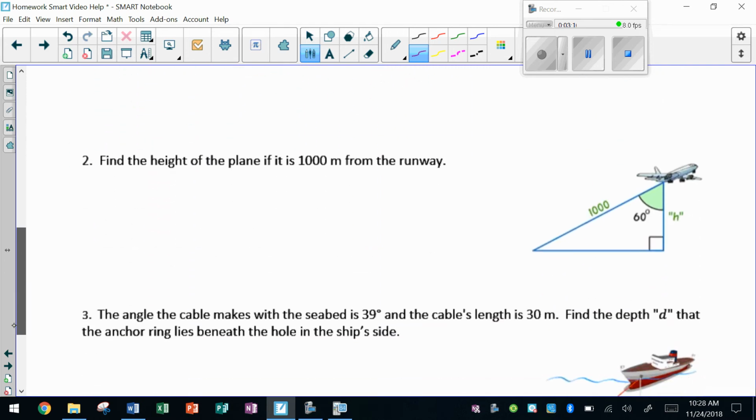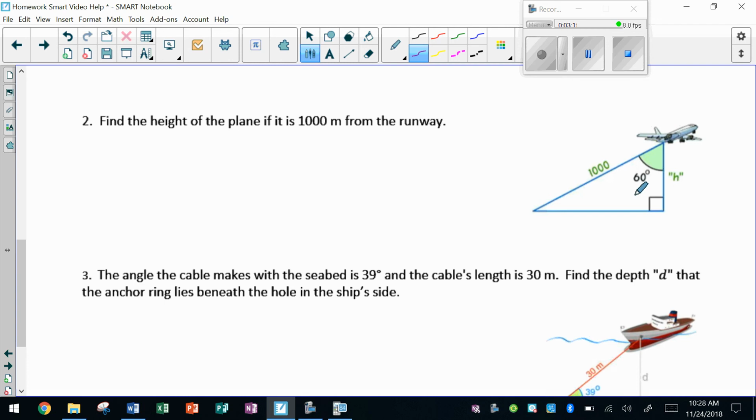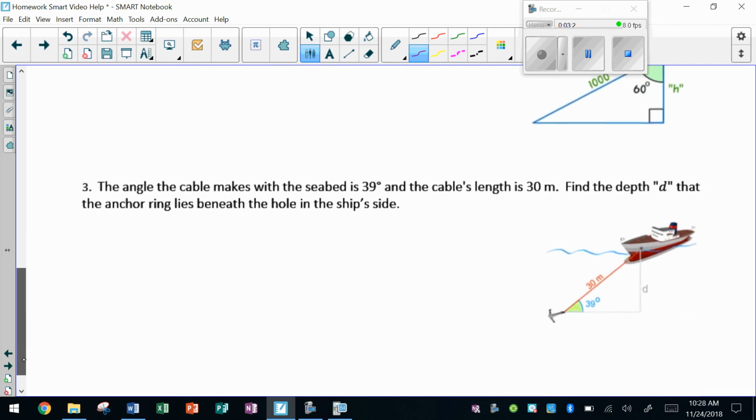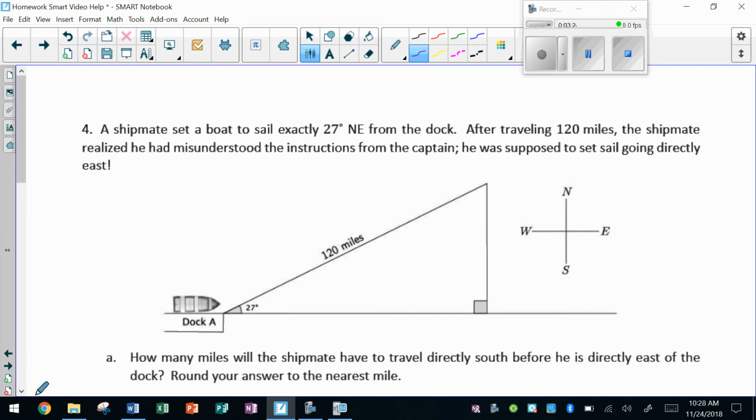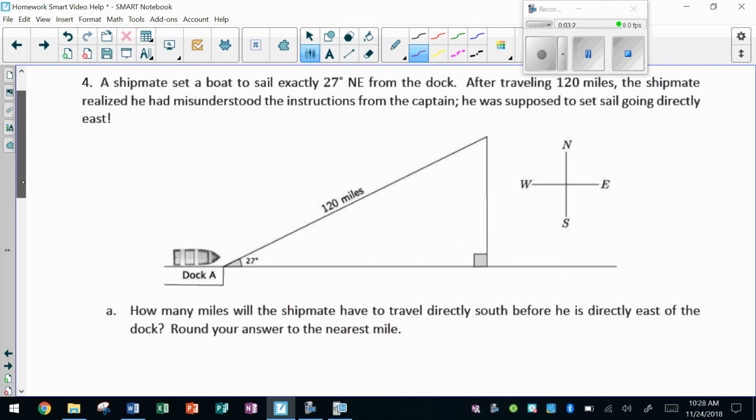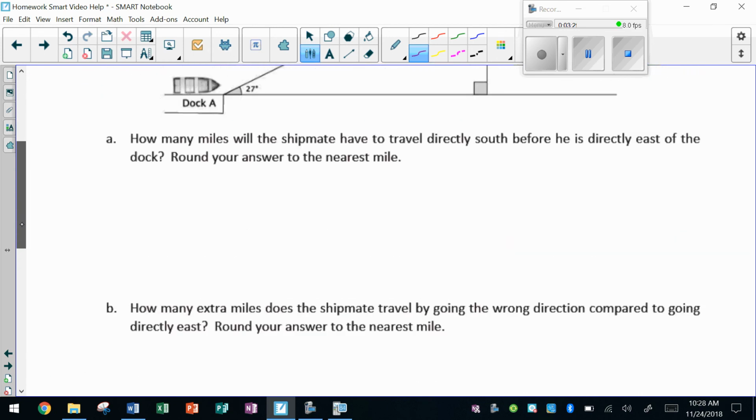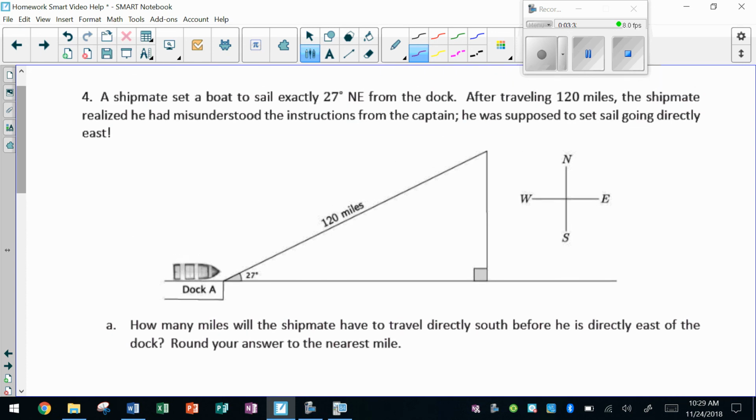Okay, you can also use trig ratios in application problems. So let's see here. We can do part of 4. I'm not doing both parts, but we certainly can do part A. So a ship may set a boat to sail exactly 27 degrees northeast from the dock. So there's the 27 degrees marked in the picture. After traveling 120 miles, which is labeled in your diagram, the shipmate realized he had misunderstood the instructions from the captain. He was supposed to set sail going directly east, so this was the direction he was supposed to go.